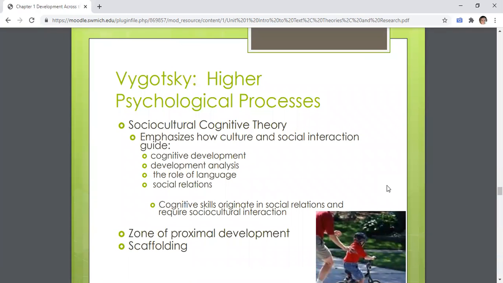Vygotsky was much like Piaget. The difference is that Vygotsky was really about the social and physical environment that the child was in. He really thought that cognitive skills come from conversations, social relations, and they require interaction and scaffolding. His 2 big contributions to child psychology are the zone of proximal development and the scaffolding, which takes you from the lower level of that zone to the upper level of that zone. We will talk about him right about the middle of the semester.